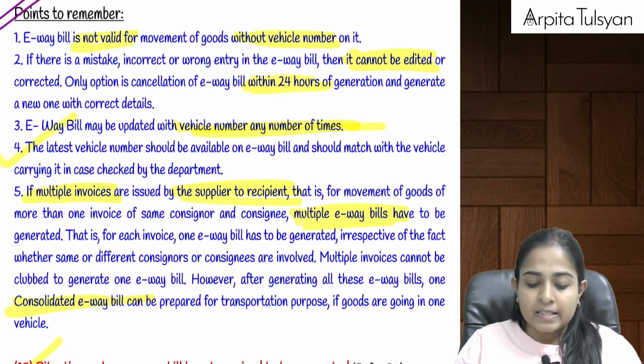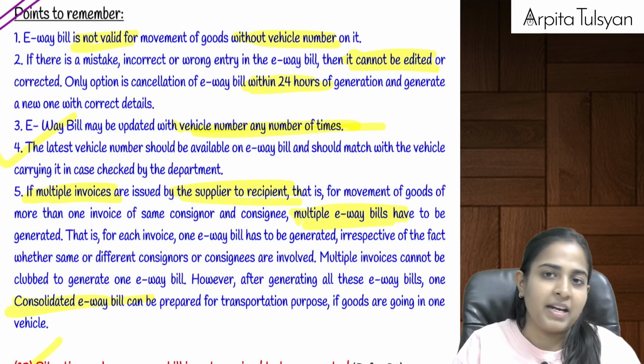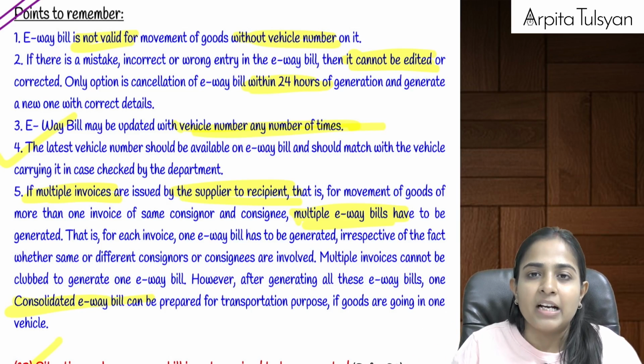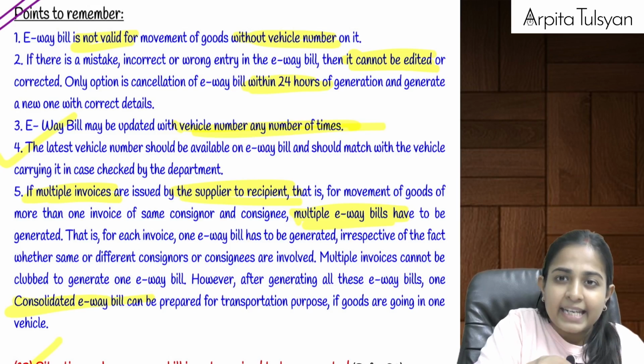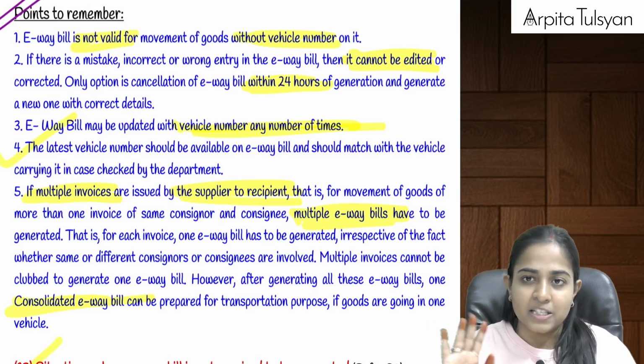Another thing, everyone here, e-way bill Part B should compulsorily contain the vehicle number, without which your e-way bill is totally invalid. Okay, suppose there have been multiple changes in the vehicle number, the latest number which is written in the e-way bill should match with the actual vehicle number if inspected.